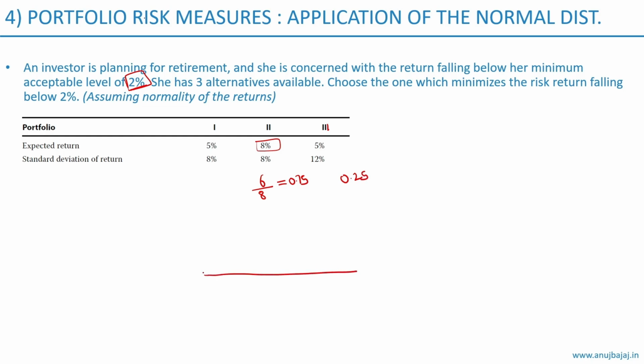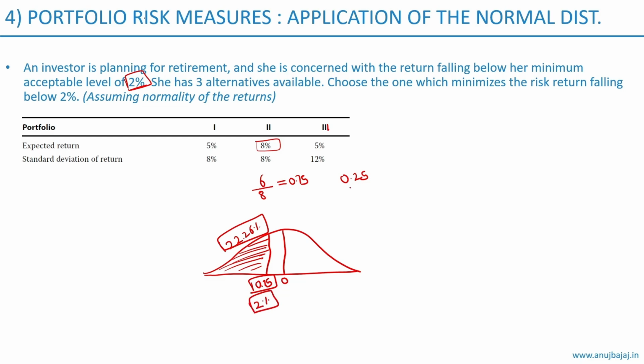So the normal distribution of the second portfolio looks like this, where we have 0 standard deviations. This is 0.75 standard deviations. If you look at the table, we find that there is a 22.26% probability of return falling below 0.75 standard deviation, or there is a 22.26% chance of return being less than 2%.